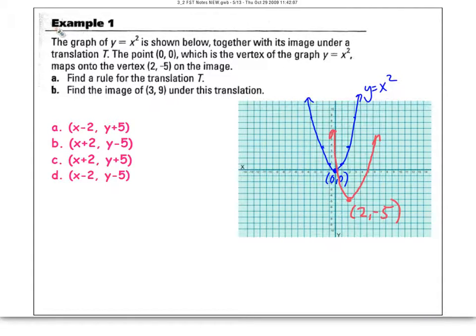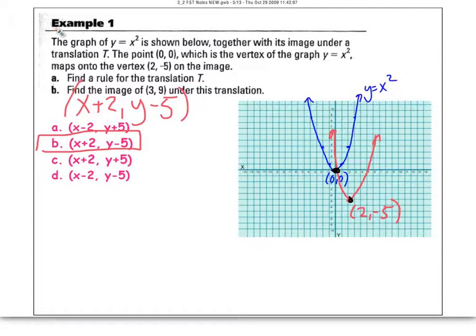Now, what they want us to do is find the translation rule. So for part A, here are the 4 choices. What's actually happening? Again, the easiest way to do it is to take the key part of the parent function that we started with, or the preimage, which is 0, 0, and see where it ends on the new graph, which is right here, and just travel and see what happens. So to travel there, we actually moved right 2, down 5. So for that, I'm going to say right 2 would be plus 2 to the x's, down 5 is minus 5 to the y's. And if you look at that, you're going to see that is option B. So that is the translation rule.